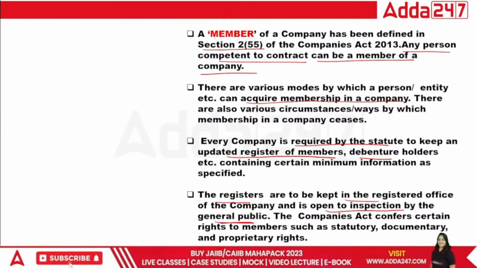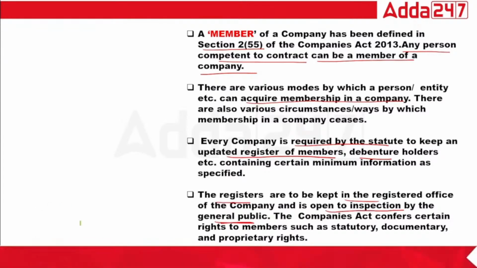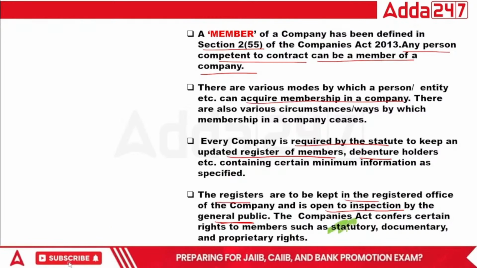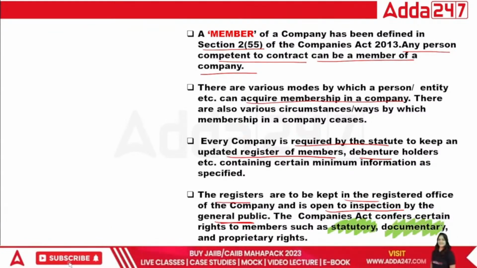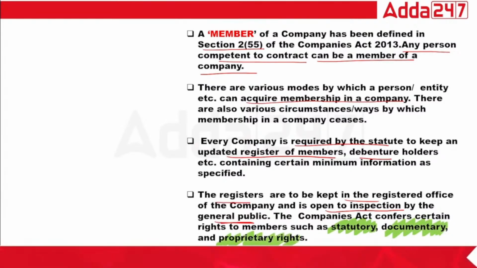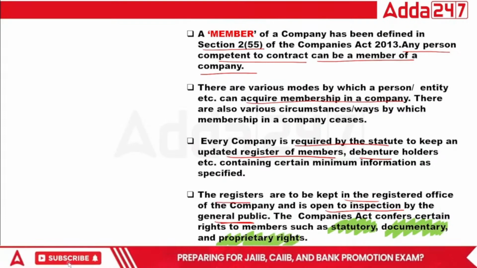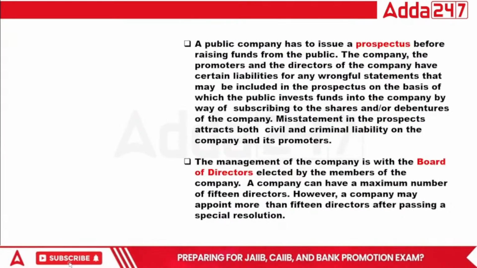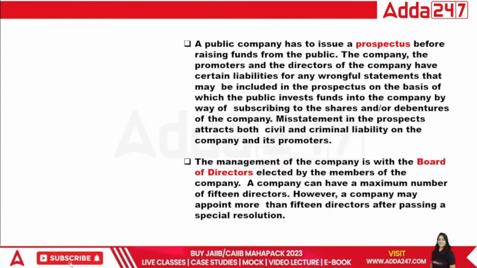And we have seen the rights of members. Statutory rights are those given in the Company Act. Documentary rights are the rights given in the MOA and AOA. And property rights, those are the general rights. Now, about the prospectus. What is a prospectus?